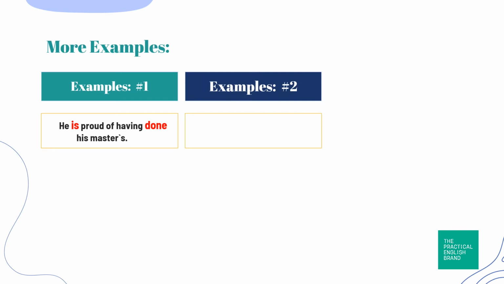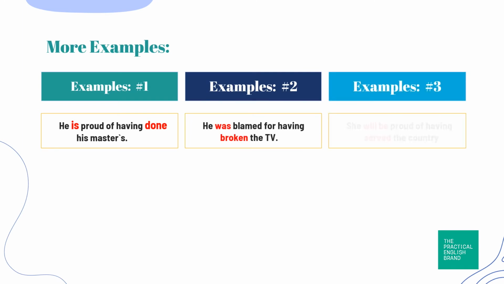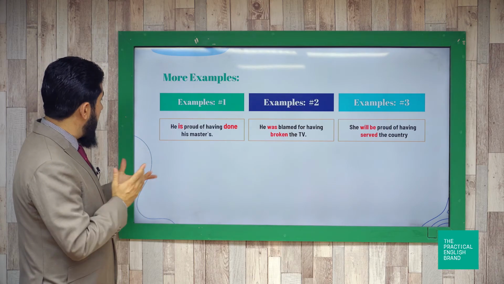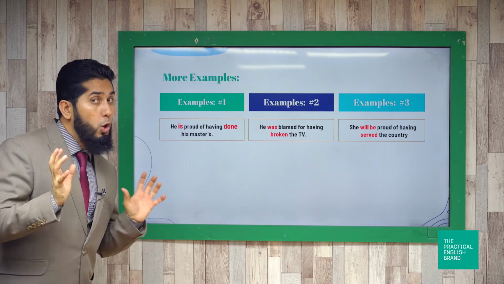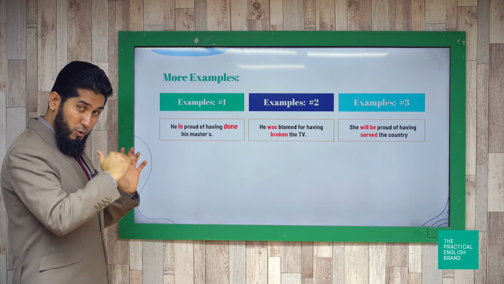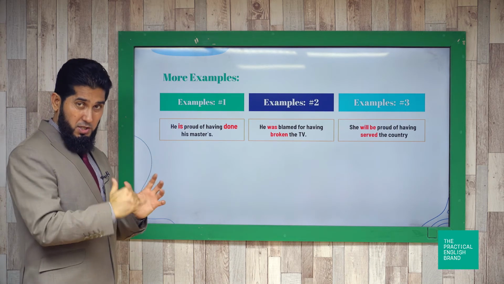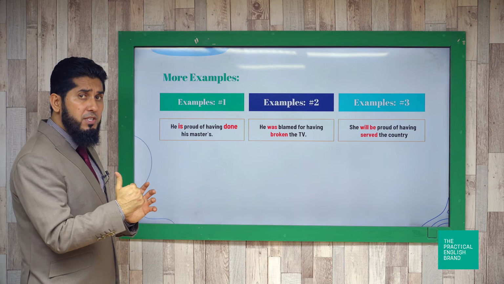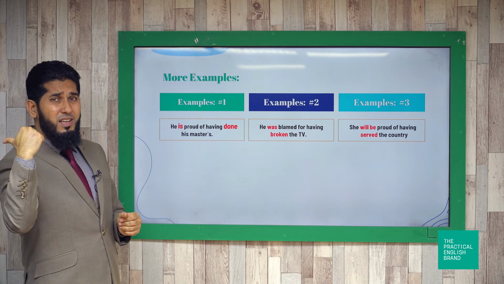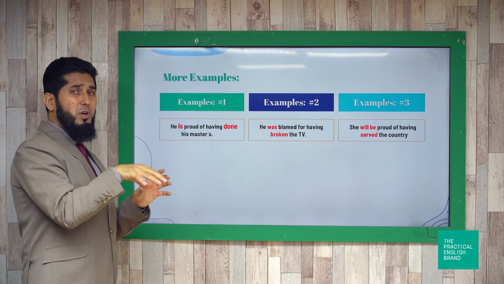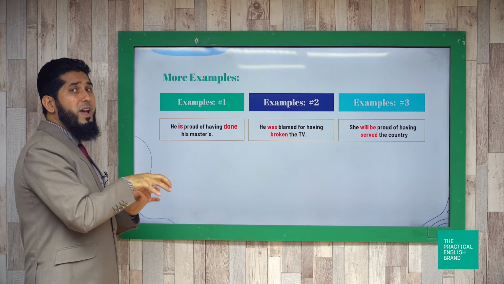I want you to pay close attention, please. So example number 1: he's proud of having done his master's. Look, he's proud now, present remark. It's simple present tense, he's proud. Having done his master's, the idea here is that he did his master's in the past and now he's proud of it. So it shows the present remark or present result of a past action.